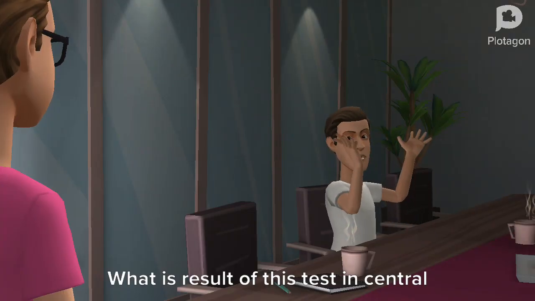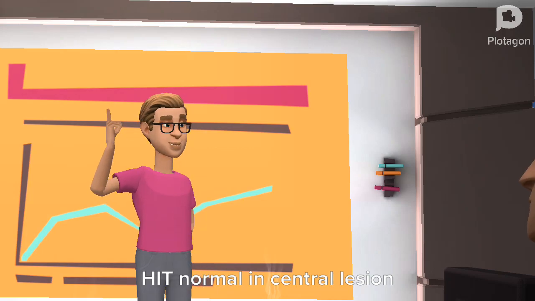What is the result of this test in central lesion? It is normal in central lesion. Very impressive.